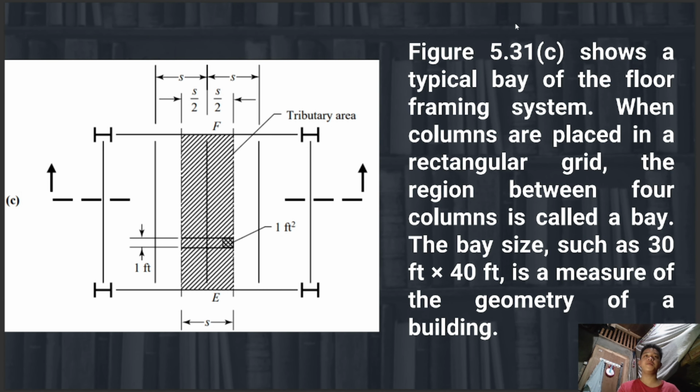Then we have our figure here. Figure 5.31 C shows a typical bay of the floor framing system. When columns are placed in a rectangular grid, the region between four columns is called a bay. So again, when columns are placed in a rectangular grid, the region between four columns is called a bay. Here A, B, C, D are four columns. Therefore, between B and C there is a bay.